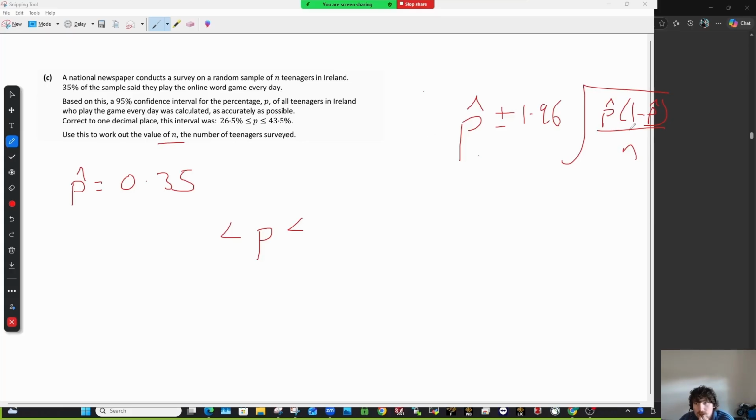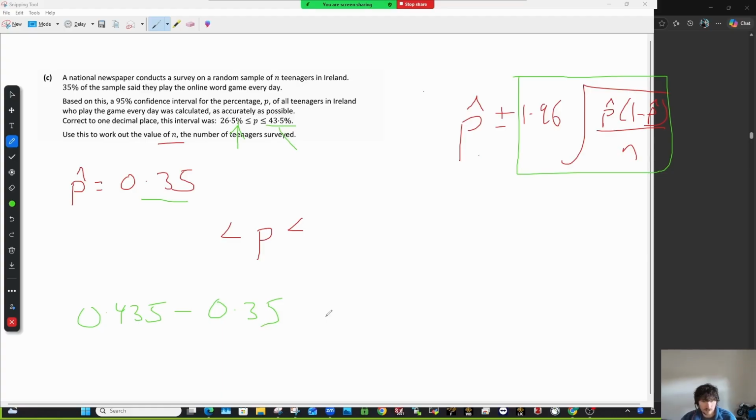So how do we do this? We've got to work back to what they've done here. Remember, this is the thing that we go plus and minus, okay? So this thing must have been added to the 35% to make this number here, and it must have been subtracted to make this number here. So we can just work out what the plus or minus thing is as a decimal. You just take 43.5%, as a decimal, and take away the p hat, which is at the center. Hopefully this makes sense to people.